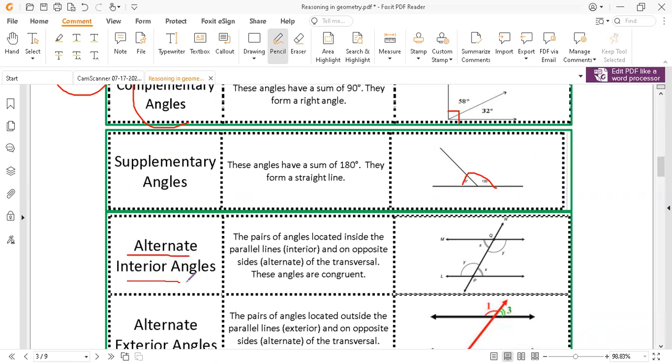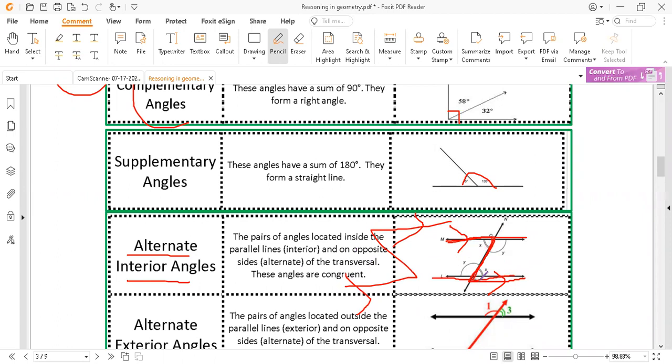Alternate interior angles give us the letter Z, with the arms of the Z being the parallel lines. So we have two parallel lines here and the arms of the Z. This is the common Z that we know, and we have the Z in this way, with the parallel lines as the arms of the Z. So we can have the Z and the opposite of the Z.